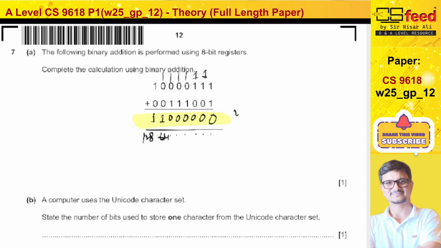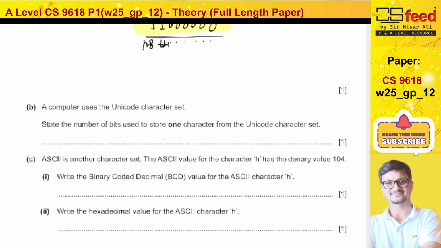All right. A computer uses the Unicode character set. State the number of bits used to store one character from the Unicode character set. So it can use 8 bits, 16 bits, or 32 bits. Unicode uses 1 byte, 2 bytes, and 4 bytes, so it is a little flexible. The maximum capacity is 4 bytes.